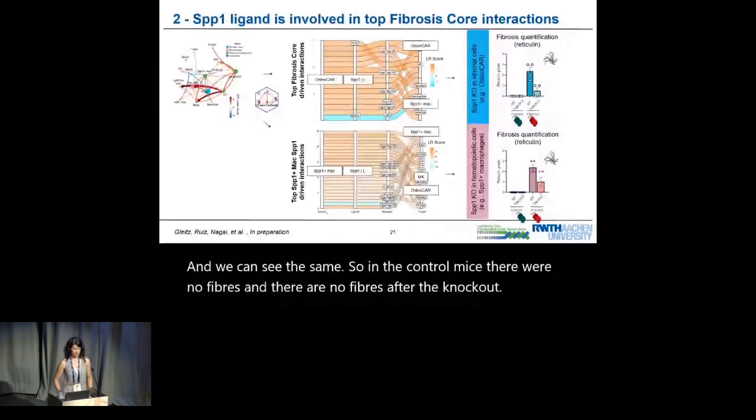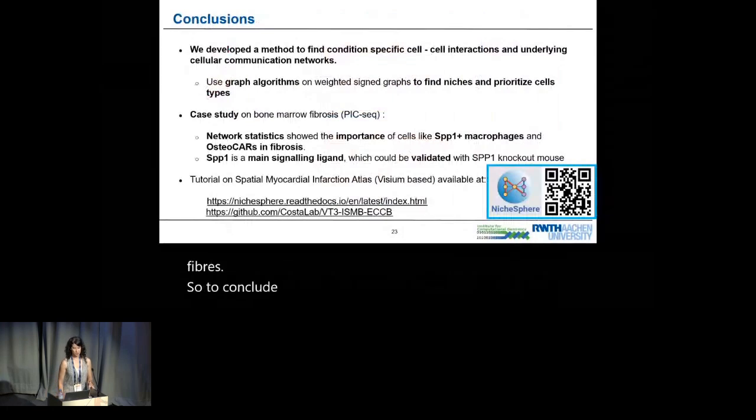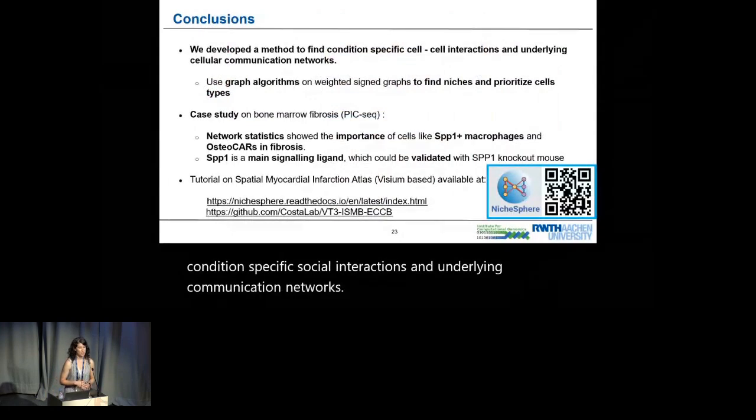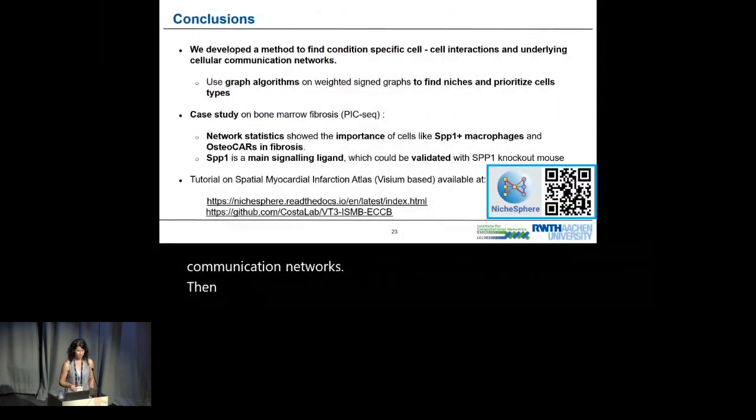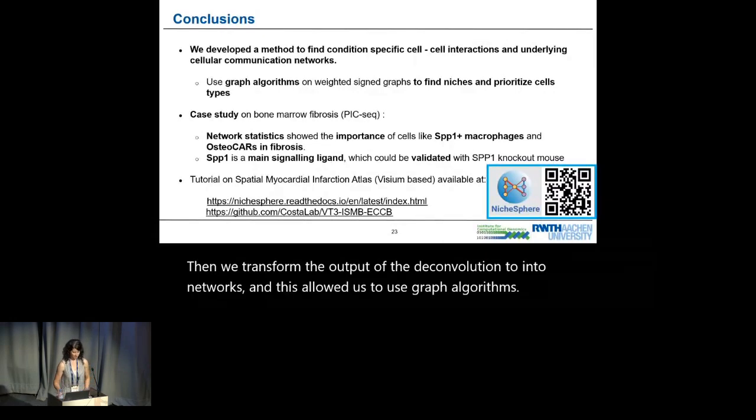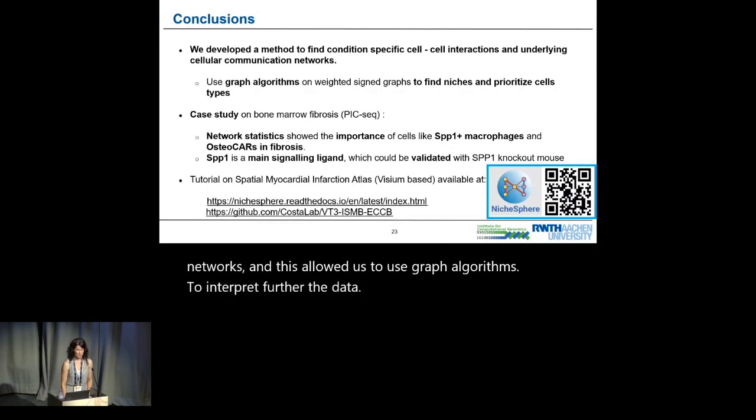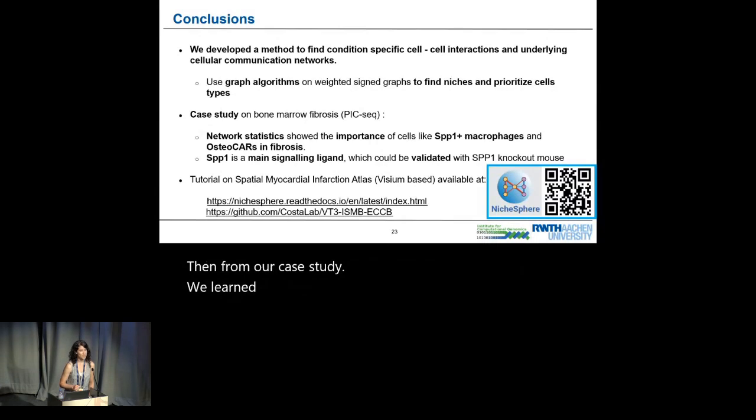So to conclude here, we developed a method to find condition-specific cell-cell interactions and underlying communication networks. Then we transformed the output of the deconvolution into networks, and this allowed us to use graph algorithms to interpret the data further. Then from our case study, we learned about the SPP1 macrophages and the osteocars, which are important cells in fibrosis. And then we also learned about the importance of the SPP1 ligand, which we validated.